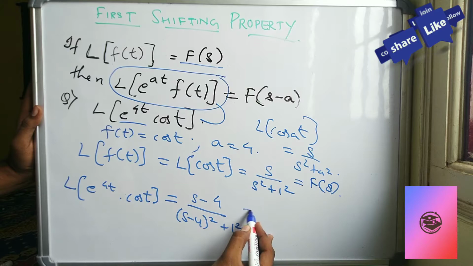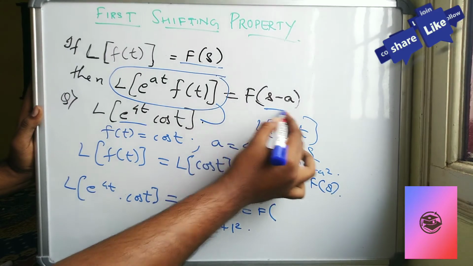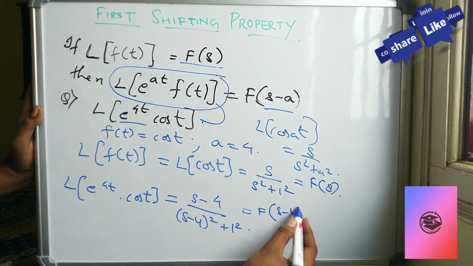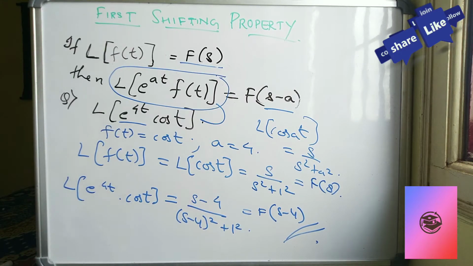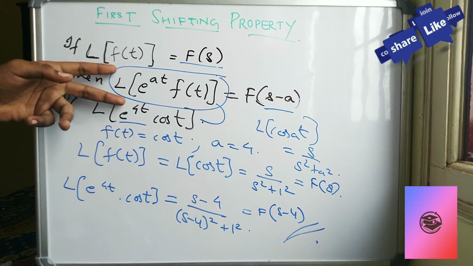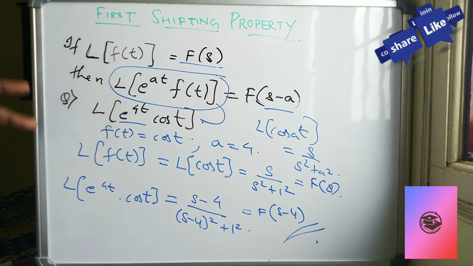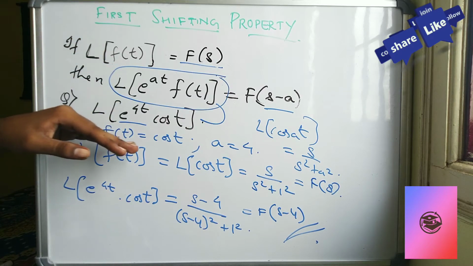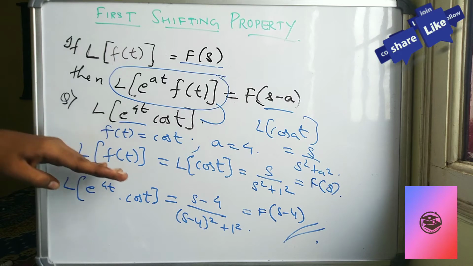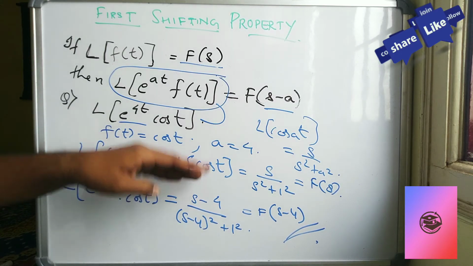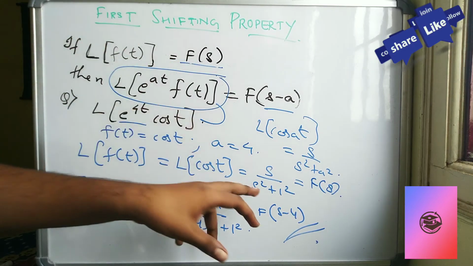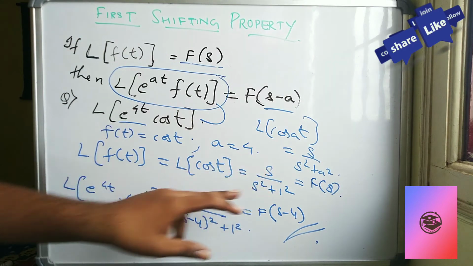So this will be f of s minus a. So s minus 4 here. So this is the answer. So first thing, remember, first you have to compare this thing with the question. Find out what the function of t is. Then you have to find the Laplace transform of the function of t, that is f of t, which will give you f of s, a function of s.